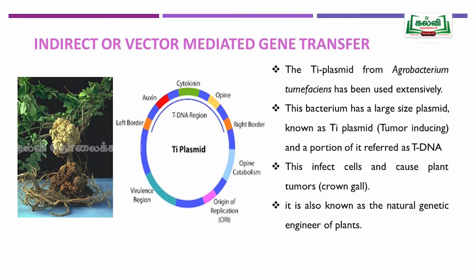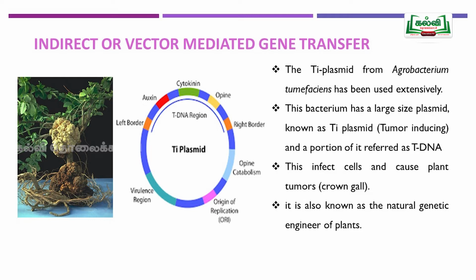This microorganism is a soil gram-negative bacterium which causes one of the very important major diseases in plants. That disease we call crown gall disease. This Ti plasmid induces a cancer or tumor in a plant cell, so we may use it as a natural genetic engineer of a plant.